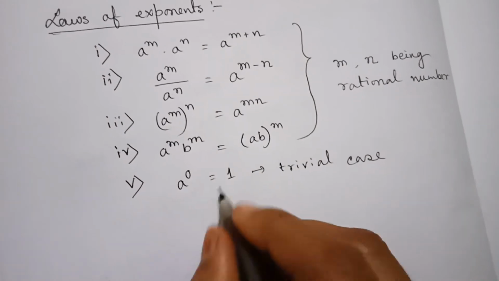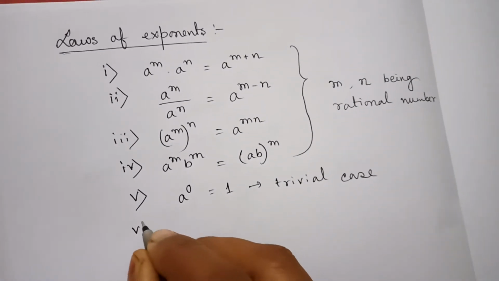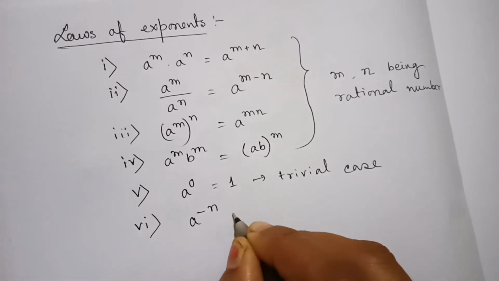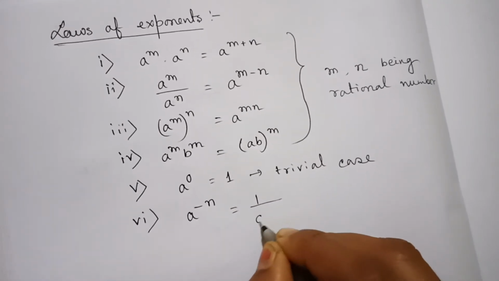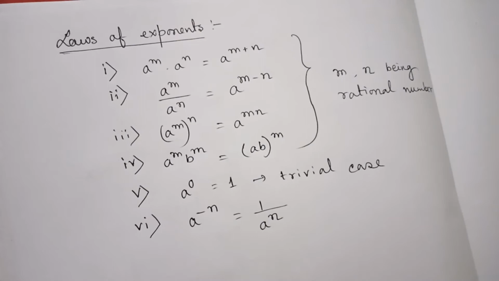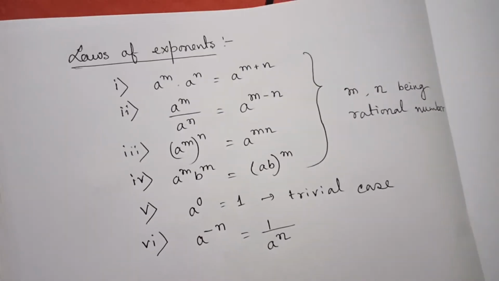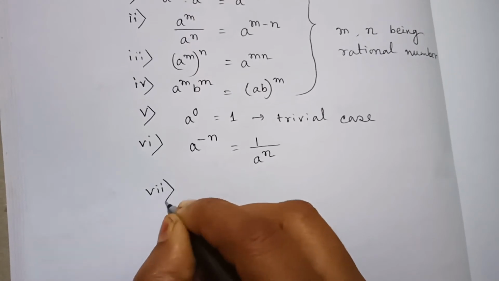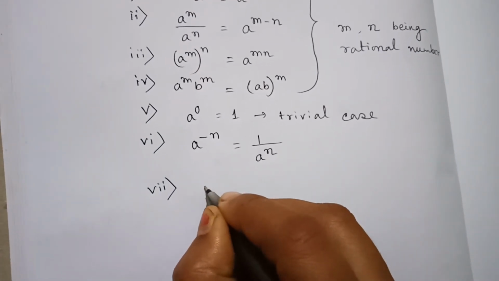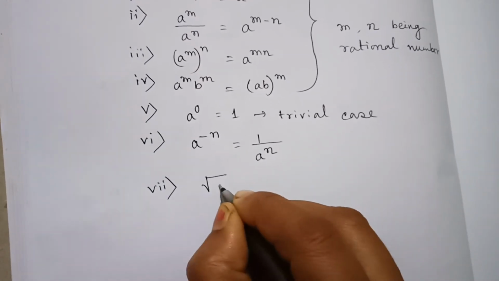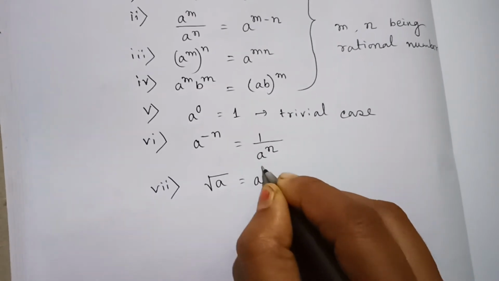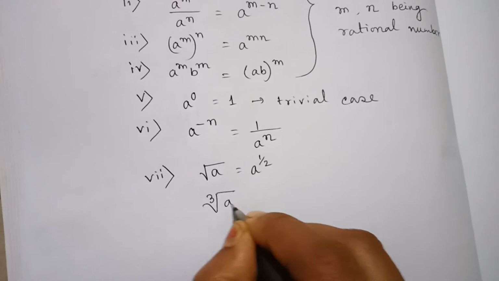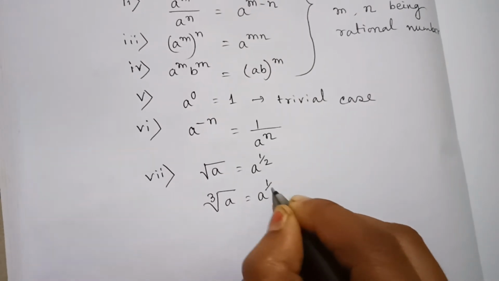A to the power 0 equals 1. Number 6, a to the power minus n is equal to 1 by a to the power n. Then number 7, you all know that root a is equal to a to the power half. So cube root of a is equal to a to the power 1 by 3.